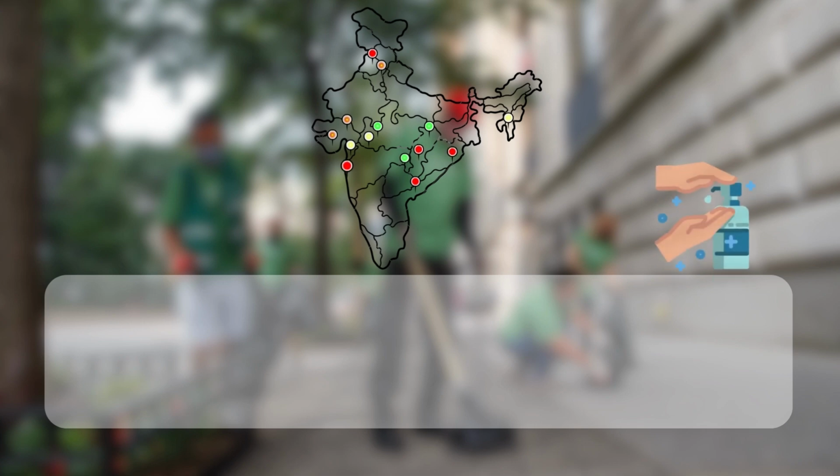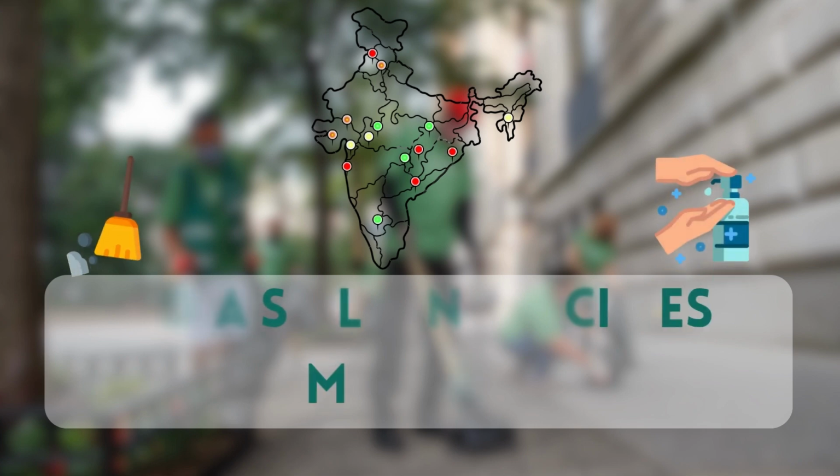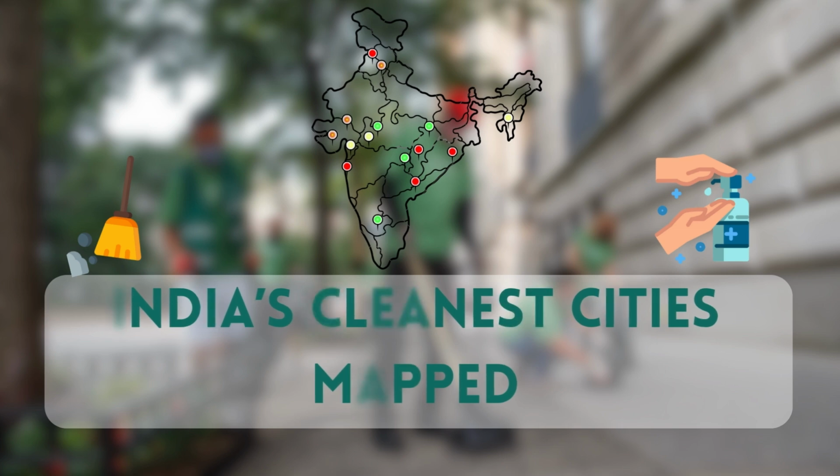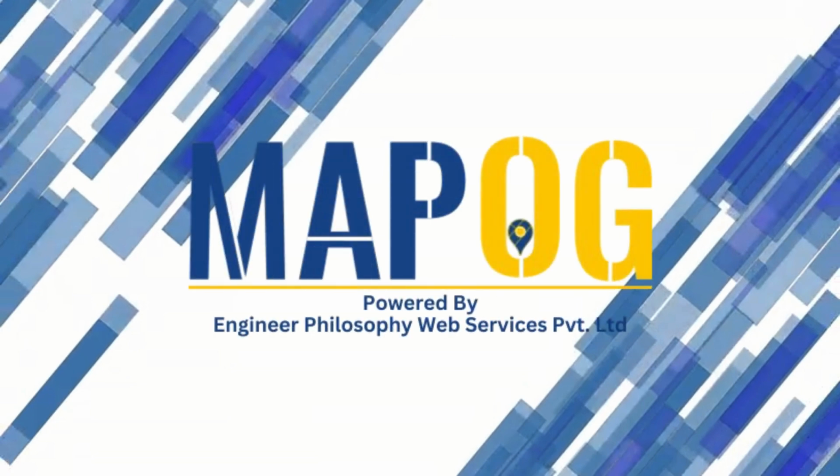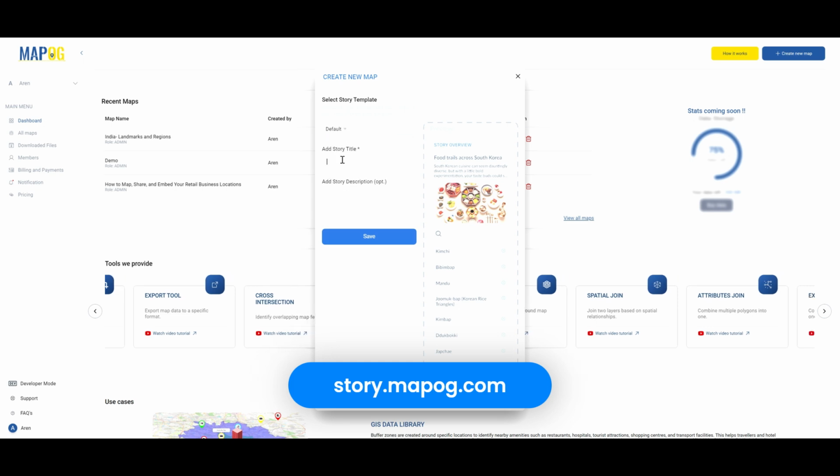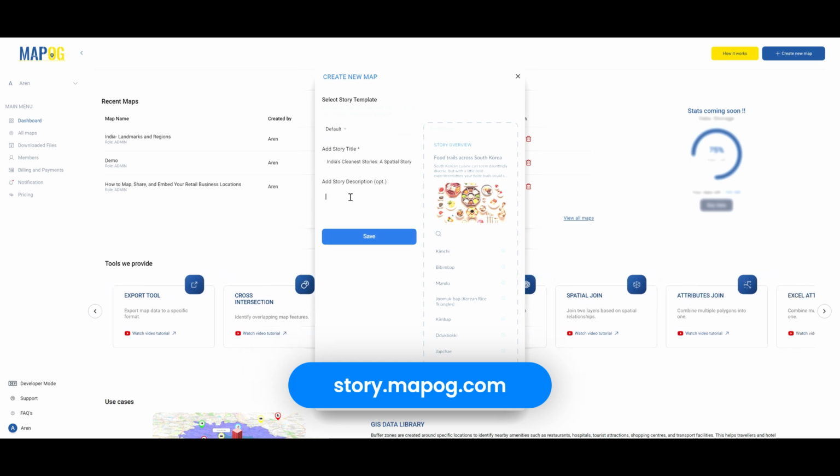Imagine clearly seeing India's cleanest cities and understanding exactly why they excel in sanitation, all on a single, interactive map. Today, let's discover how MAPOG transforms cleanliness data into powerful spatial insights. Start by visiting story.mapog.com and click Create New Map.